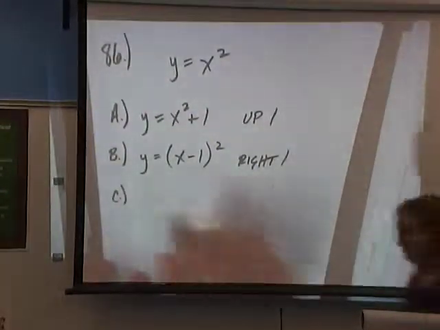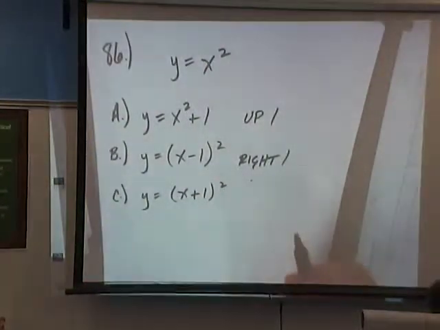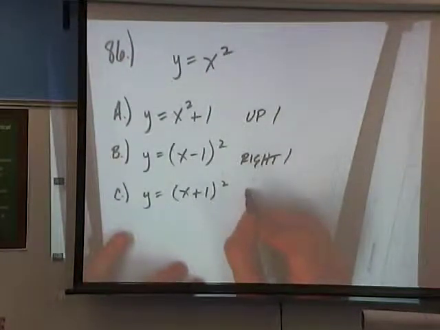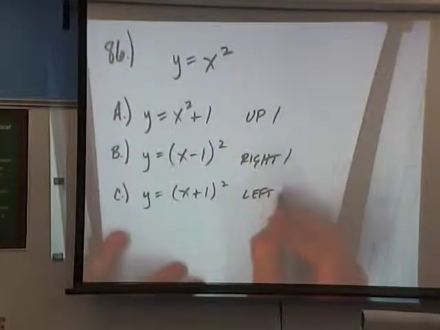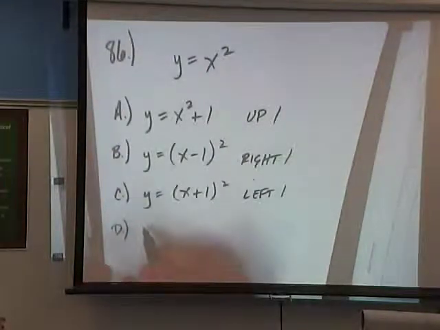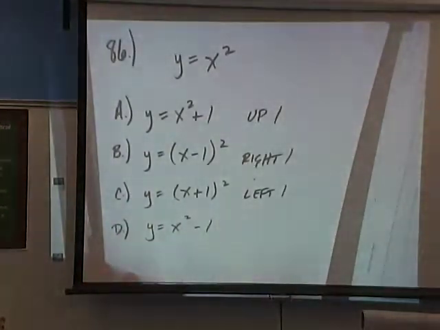C, y equals x plus 1 squared. Once again, it's with the x. It's going to go in the x direction, in the opposite way you would think, so it'll go left 1. And D, y equals x squared minus 1. Down. Down 1.